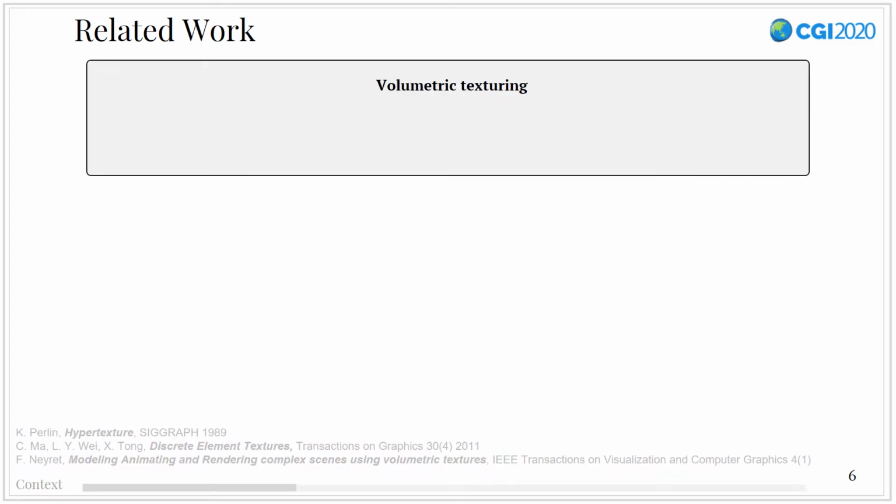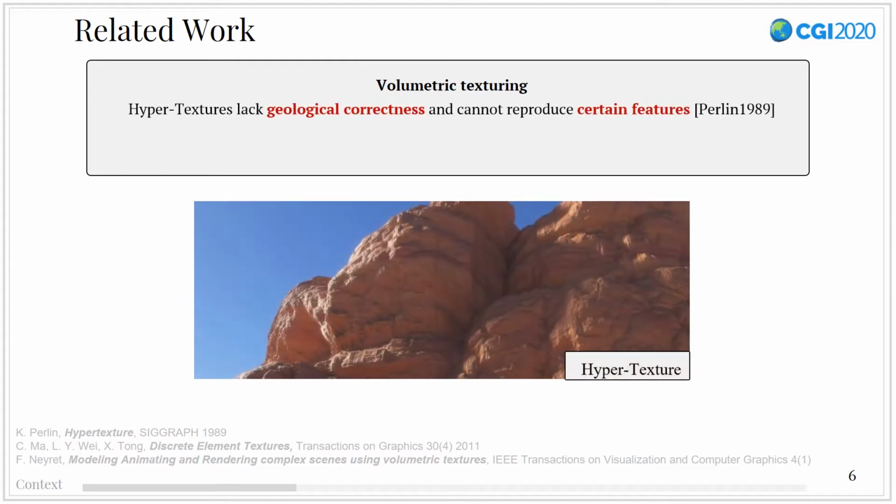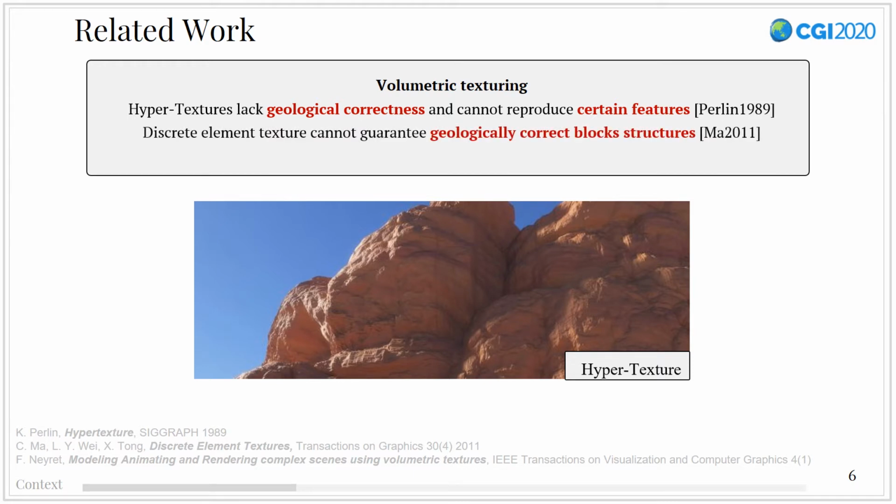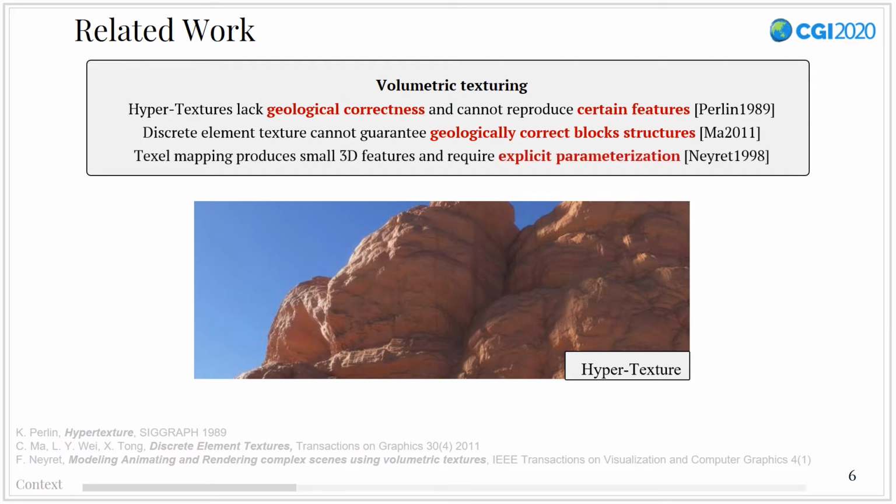The second close research area is volumetric texturing. Hypertextures and generally all noise-based approaches can produce high-frequency details. However, they cannot capture the characteristic patterns of the bedrock. Discrete element textures can synthesize distributions of objects from exemplars, but there is no guarantee to obtain geologically correct block structures. Finally, texture mapping can produce volumetric features, but it requires an explicit parameterization of the surface, which we don't have easily when working with implicit surfaces.